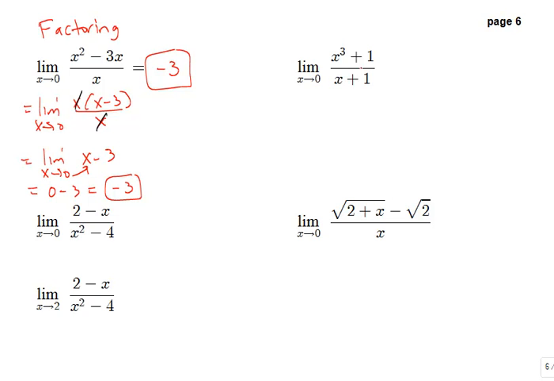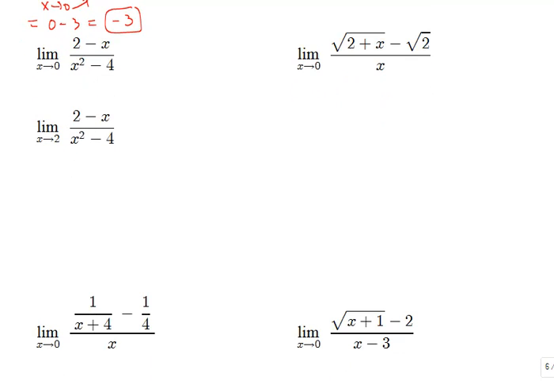This is a polynomial over a polynomial. So we can try direct substitution. If we plug in 0 for x in the top, we get 0 cubed plus 1, which is just 1. And on the bottom we get 0 plus 1, which is just 1. And lo and behold, 1 over 1 equals 1. We did not get an indeterminate form. So the fact that we could just plug in and get an actual number for an answer means we're done. You don't need to do any special fancy tricks here. Just plug it in. As long as you don't end up with 0 over 0, you're good to go and you have your answer. So let's try another one here.